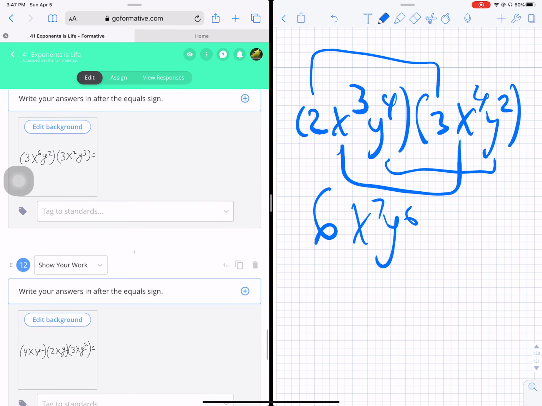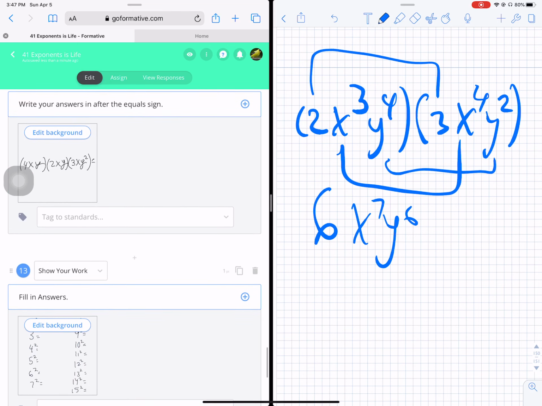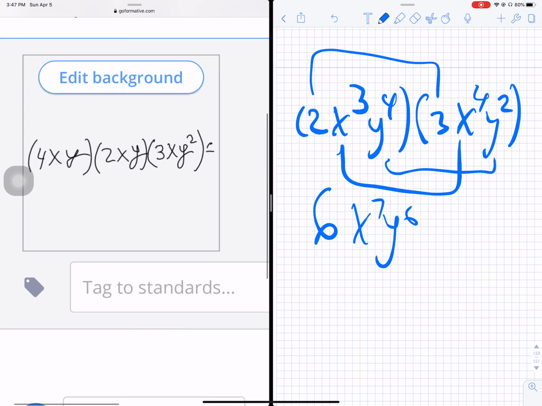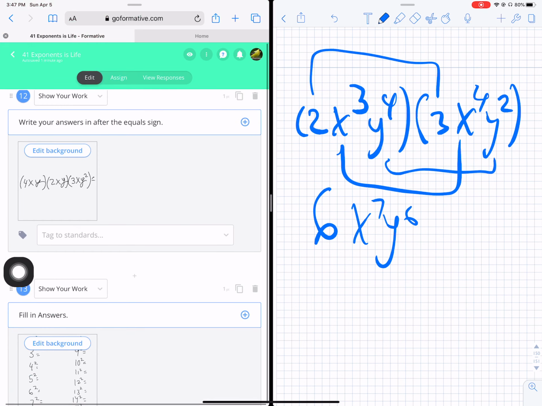I'll let you try this next one on your own. It's similar. It's just bigger, as in make sure you're doing 4 times 2 times 3 as your big coefficient. 4 times 2 is 8. 8 times 3 is 24. So 24 will be at the front of that answer. And then the x's still work the same. There's 1 there, 1 there, 1 there. You have 3 of them. The y's are 1 there, 1 there, 2 of them, you have 4 of them. So that's how we do that.